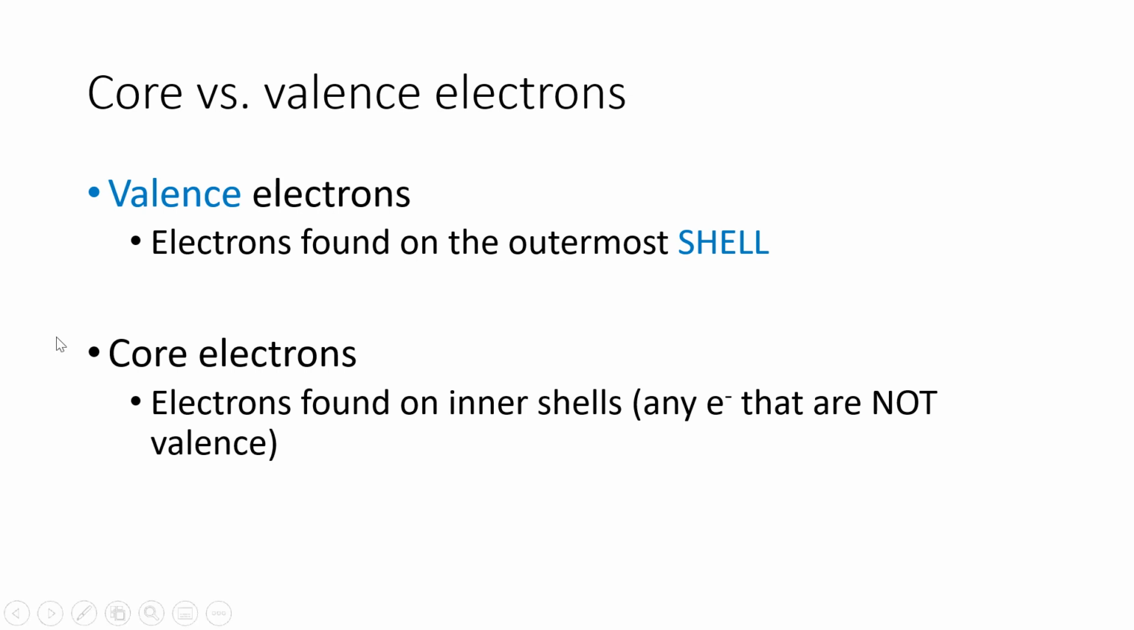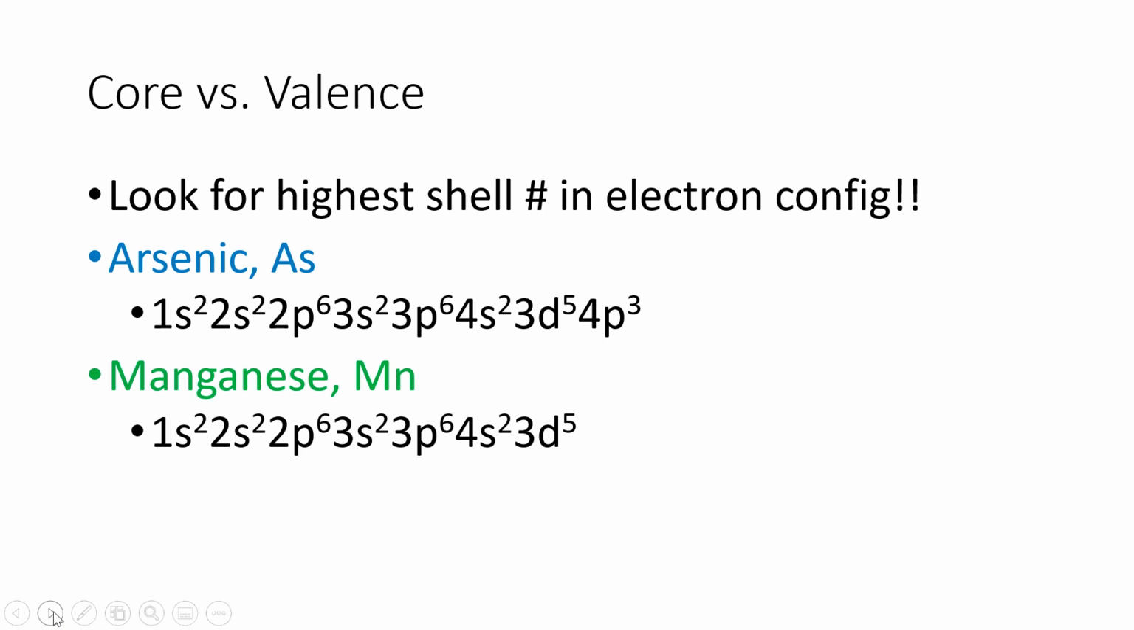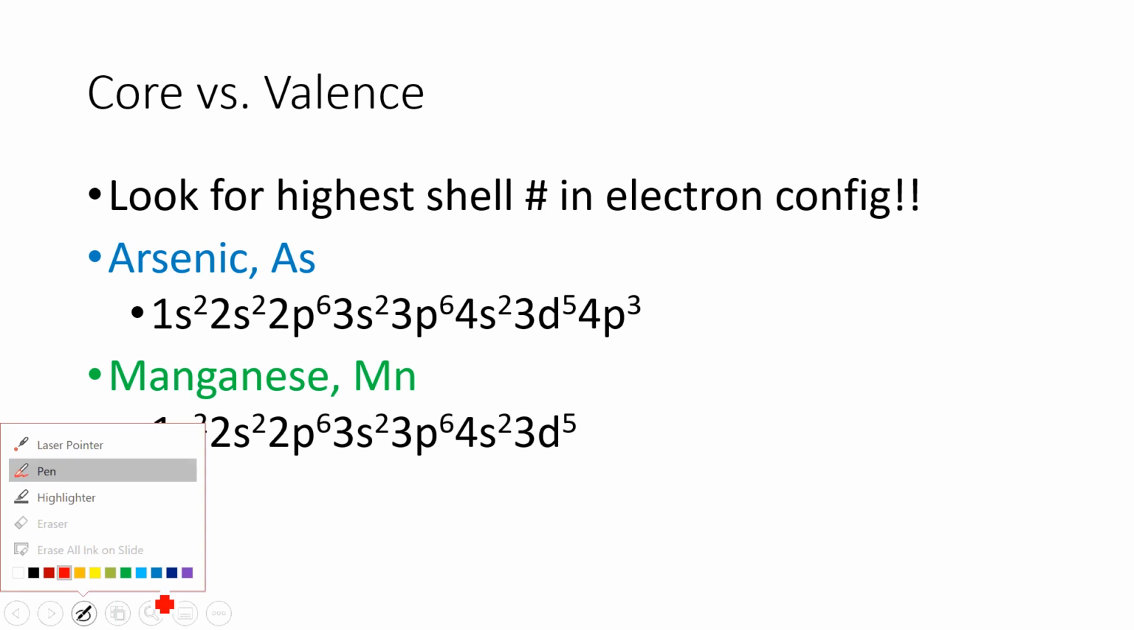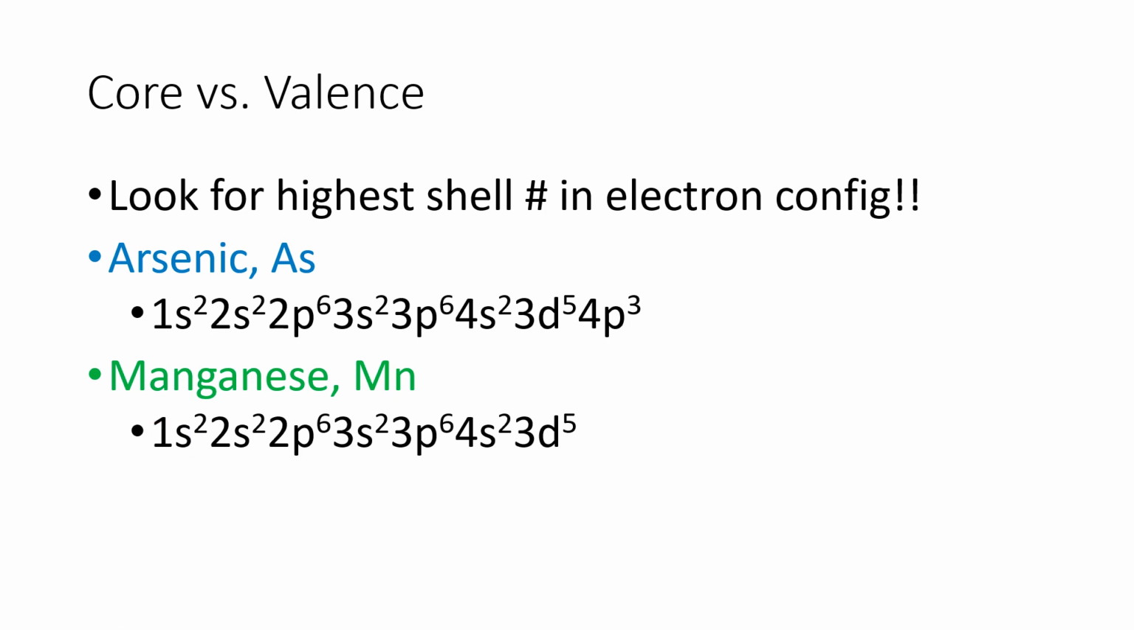The electrons that are not valence, we call those the core electrons. They're the ones found on inner shells. So when you're trying to find the valence electrons, you want to look for the highest shell number in the electron configuration. Like if you look here with arsenic, here's its electron configuration. The highest shell number is the 4th shell.